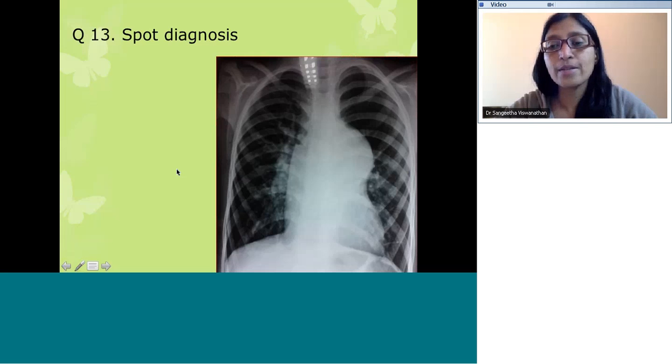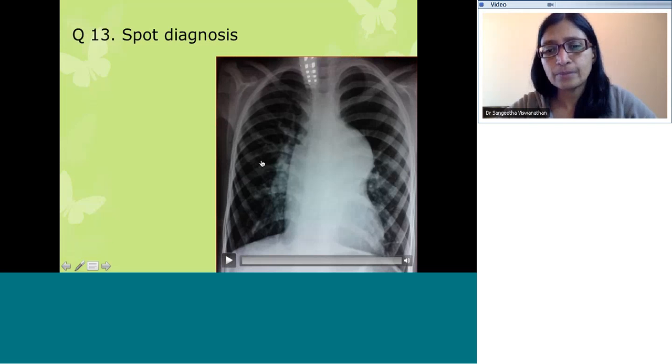Okay, so this X-ray spot diagnosis. Come on, guys, you've seen this before, I'm sure. What can you see here?